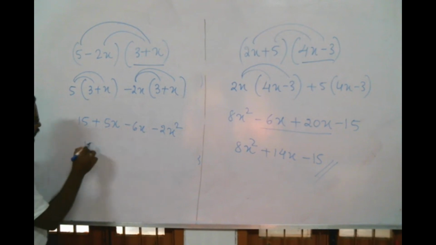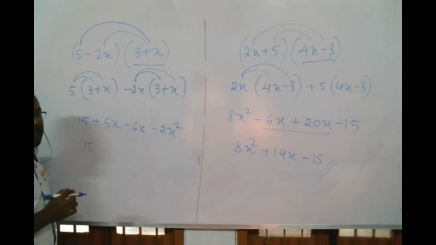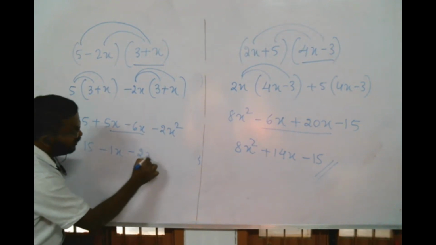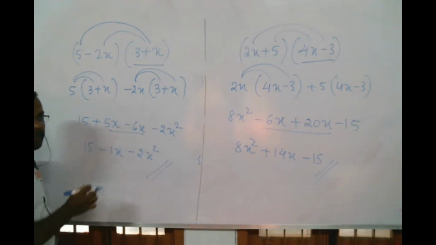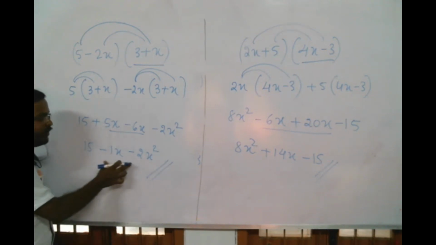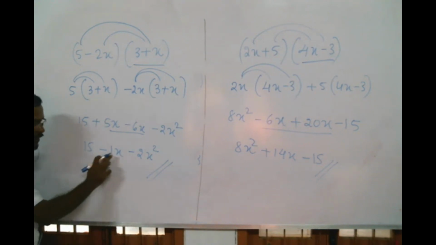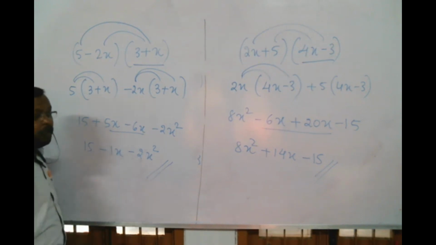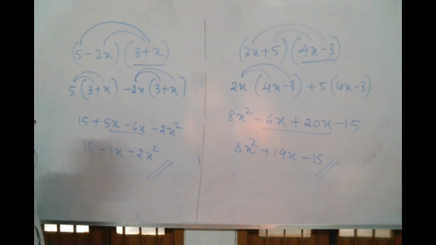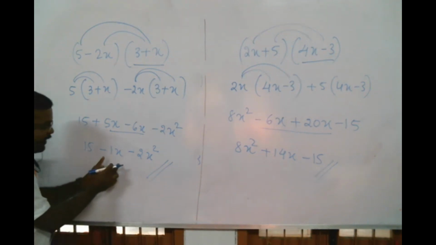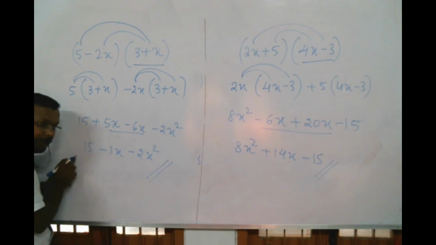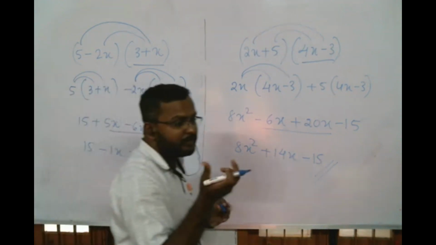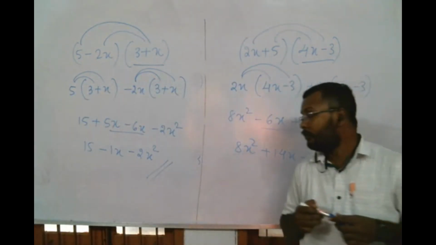Now 5x and minus 6x, they are like terms. So 5 minus 6 you will get minus 1x, and minus 2x square. We don't have any like terms to simplify further. Okay, this is your final answer: 15 minus 1x minus 2x square. So this is your correct answer. Some people may write this minus 1x first and 15 in the last, but their signs should be same. Terms may get interchanged, but their signs should be same.